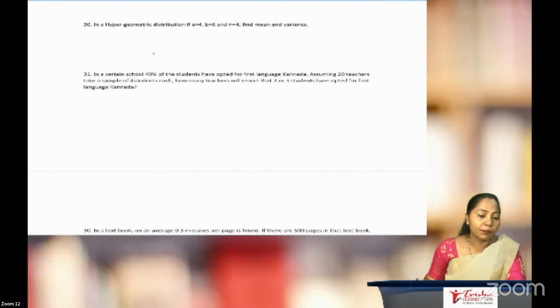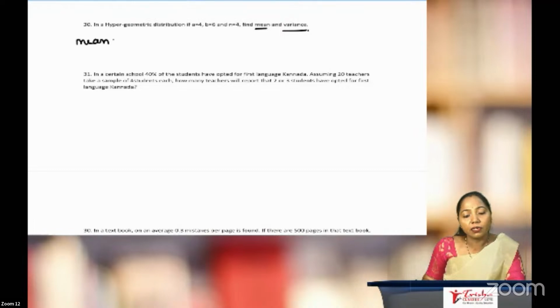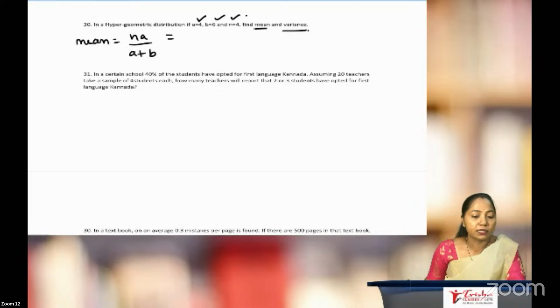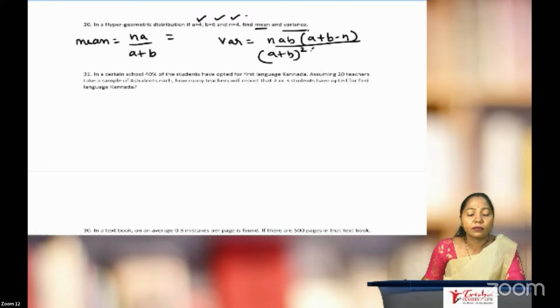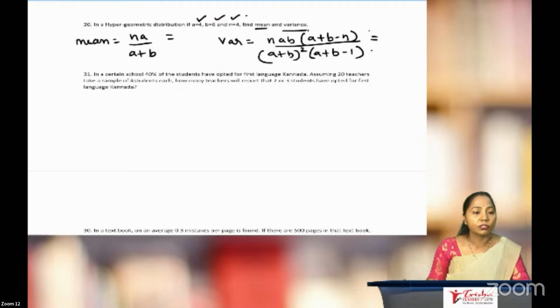The next question, hypergeometric. I told you they may ask us to find mean and variance. For hypergeometric distribution, the mean is NA by (A plus B). Parametric values are given: A is given, B is given, and N is also given. Variance is NAB(A plus B minus N) divided by (A plus B) whole square times (A plus B minus 1). So that is the formula. Substitute all the 3 values and find the answer, mean and variance.